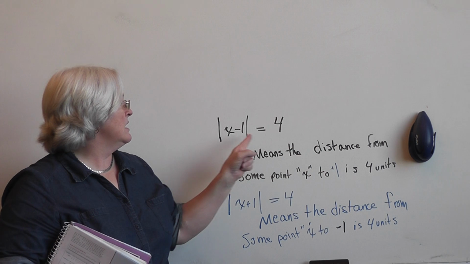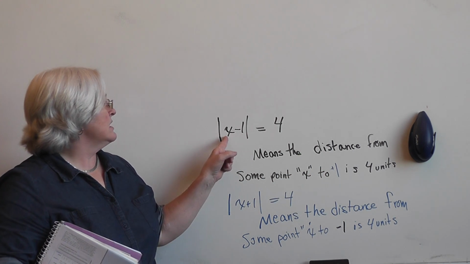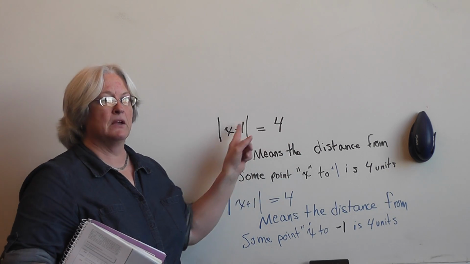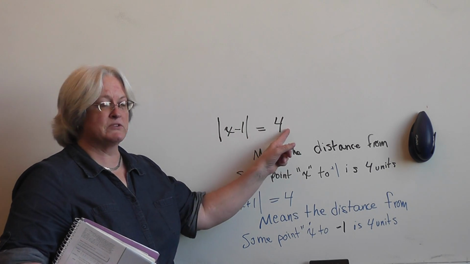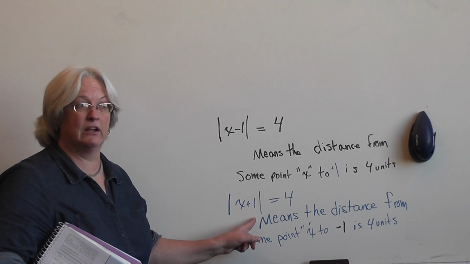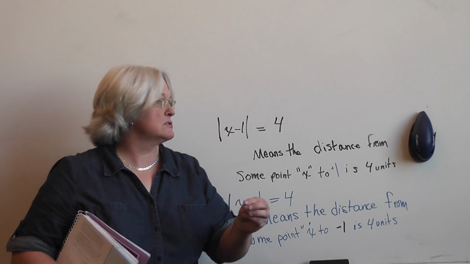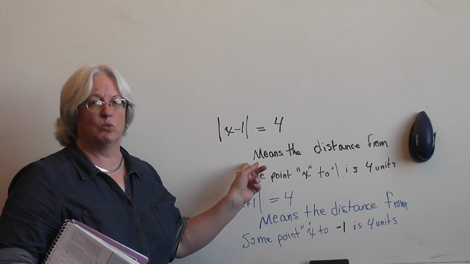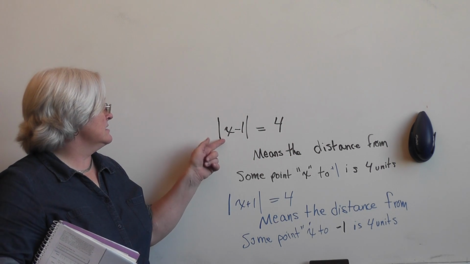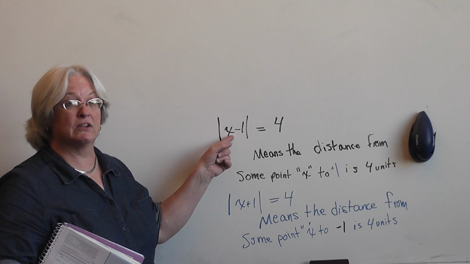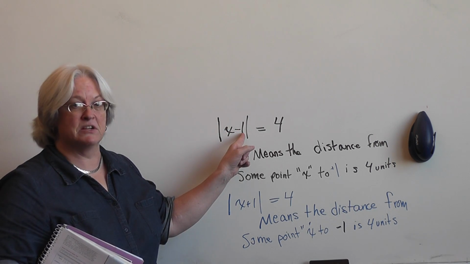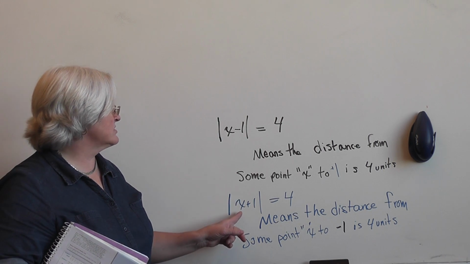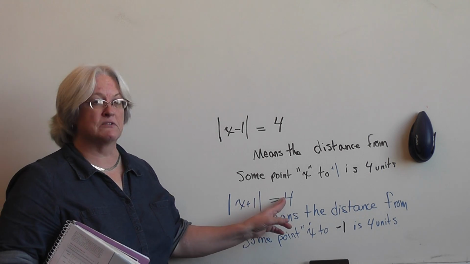The distance from x to positive 1 is 4. The distance from x to a negative 1 is 4. Say it this way. It's not the distance from x to 4 is a negative 1. It's the distance from some point x to the opposite of this number, negative 1. The distance from x to a negative 1 is 4.